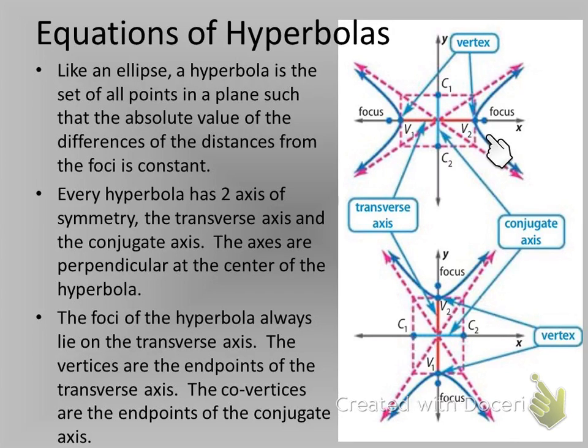So you can see, if you look at this table, you have V1 and V2 here and here. Those are your vertex 1, vertex 2, labeled vertex. See C1 and C2? That's where your co-vertices are, and they're on the other side of your conjugate axis. Yes, it is an ugly slide. Yes, there are a lot of moving parts. Stay with it.